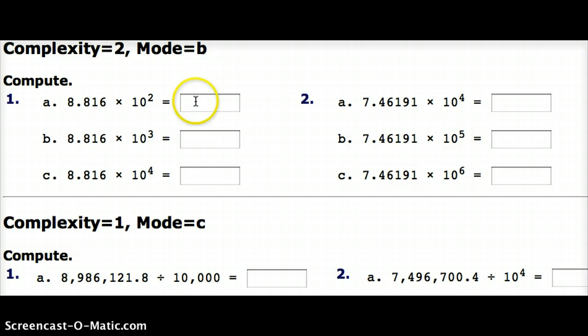So this is the same thing. Move the decimal over 2 spaces. So it's going to be 1, 2. So 881 and 6/10. Move this one over 3 spaces, move this one over 4 spaces.